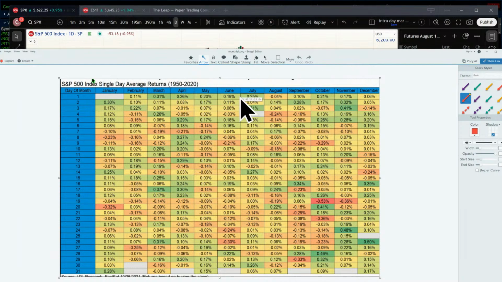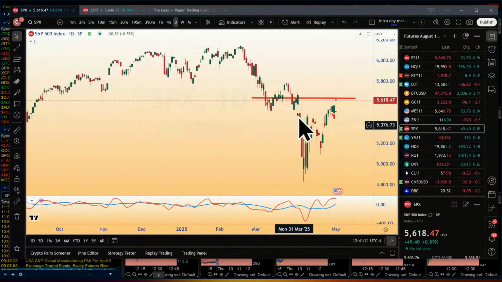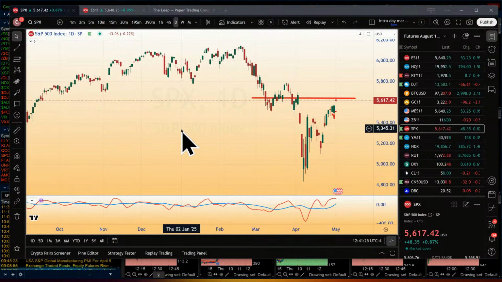Well, I'm looking at this. Look at the performance after the first 2 days of the month over 70 years. It's not so hot. But like I said, that doesn't mean to go whole hog short whatsoever. What it means is I'm going to look for reversal patterns at resistance because these sell-offs can be big and you don't have to pick the top.